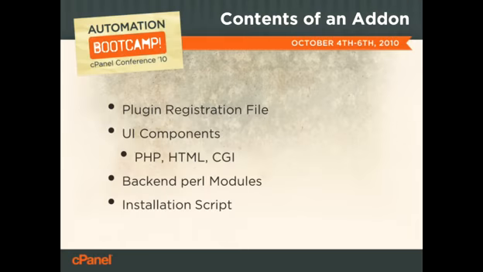So when we talk about an add-on, what all is included with that? Well, first there's the plugin registration file, which is used for making the icon appear inside of cPanel and WHM. And it defines things like the name, what group it goes in, and all sorts of other information. We have our UI components, which is the front end for your plugin, which is written in PHP, HTML, or CGI. Then we have backend Perl modules, which are used for adding API calls into cPanel. And then there's the installation script, which is just a script for installing your add-on.